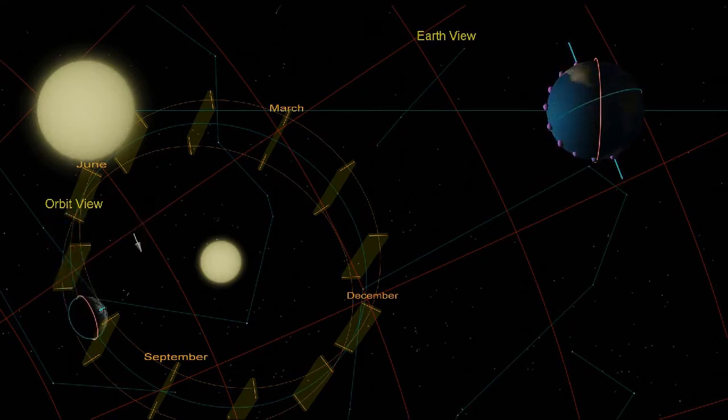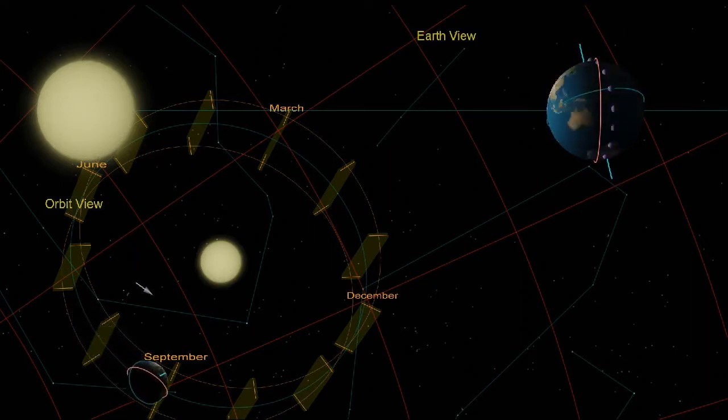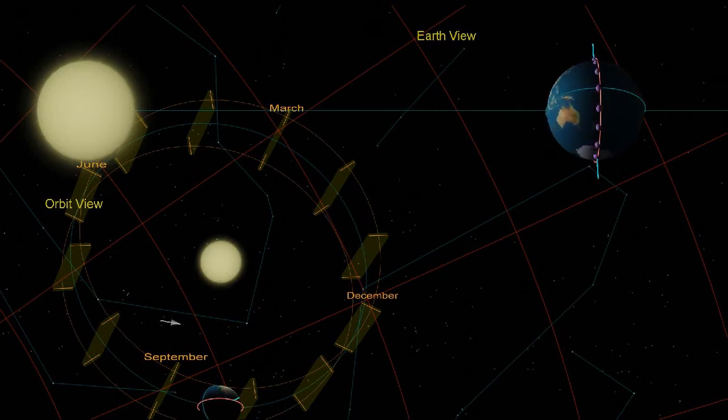As we move around the Sun, and the Earth's axis lines up with the terminator, you can see that every dome on the surface of the Earth now is experiencing equal amounts of day and night. 12 hours day, 12 hours night. This is one of the equinoxes, about September the 21st.